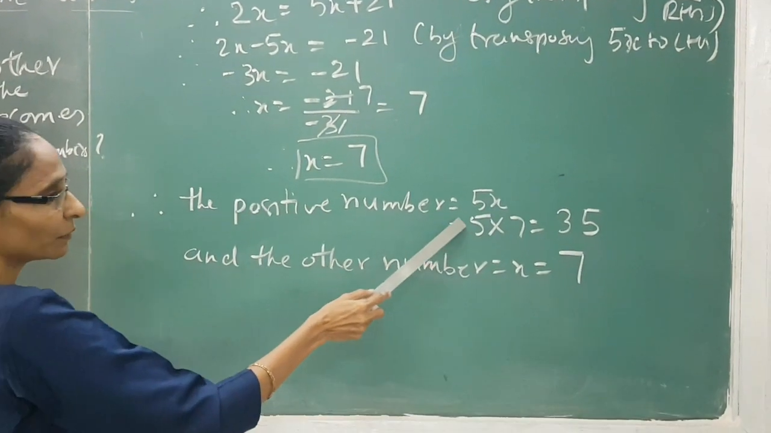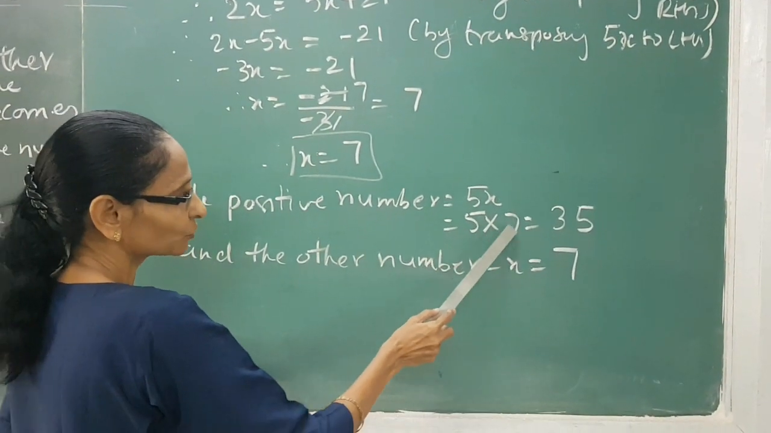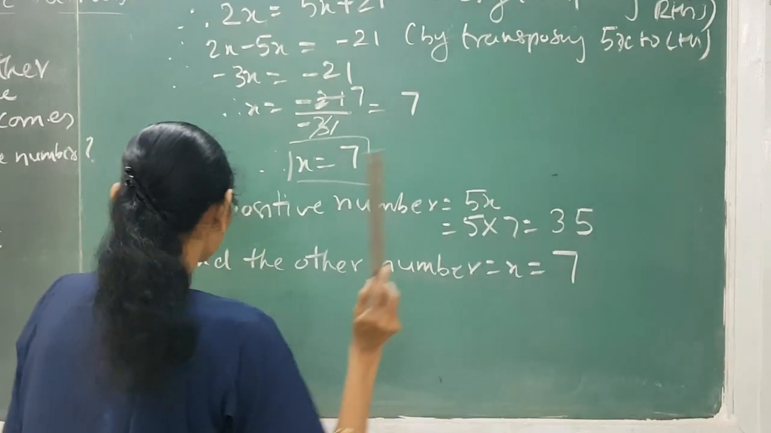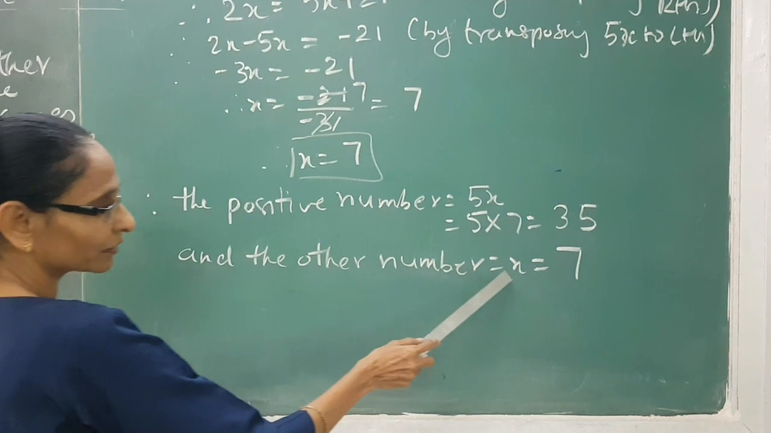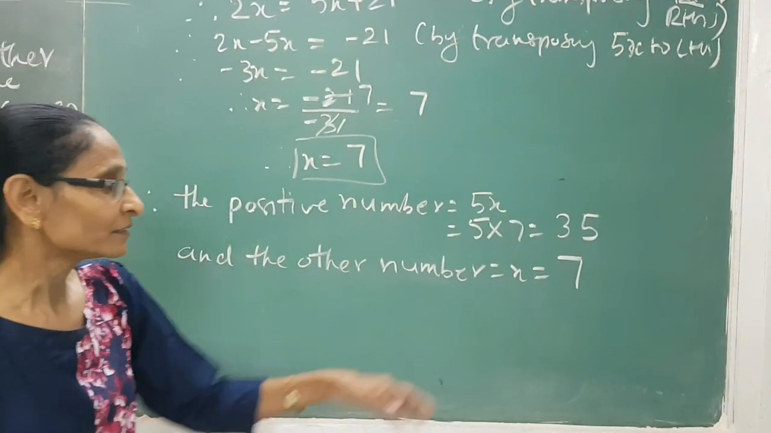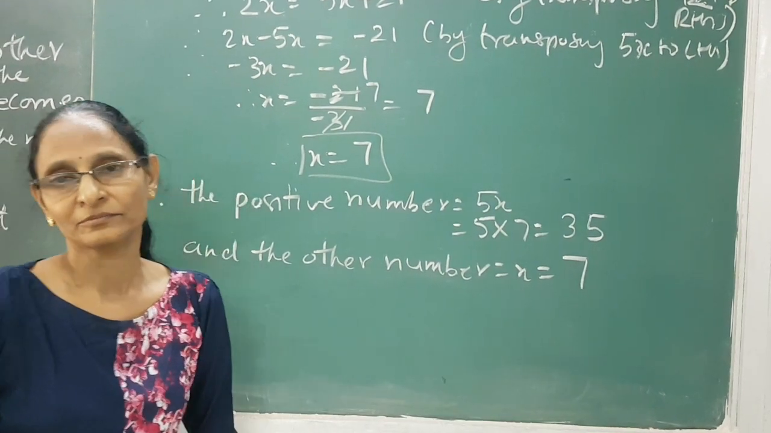The positive number is equal to 5x. 5 into the value of x, which is 7, is equal to 5 into 7 is 35. And the other number is x is equal to 7. Thus the required numbers are 35 and 7.